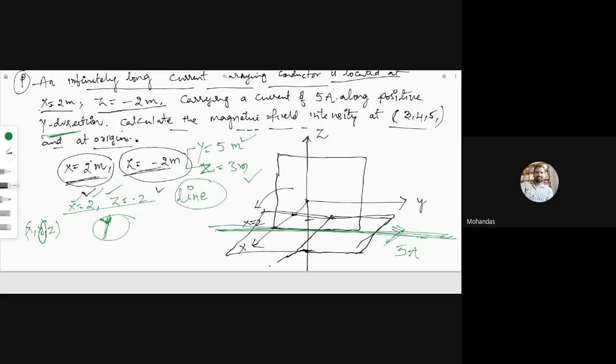If x equal to 3 and y equal to 4, the resultant line is parallel to which axis? Z axis. Why the z axis?